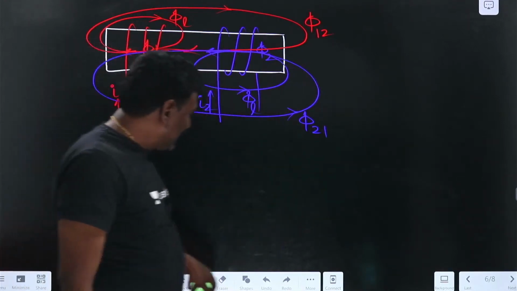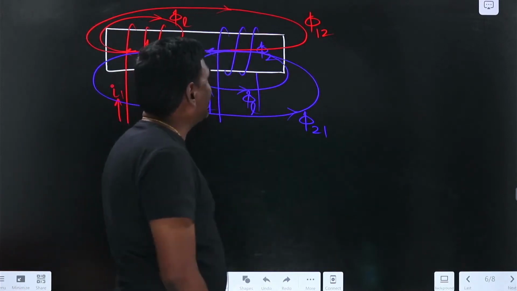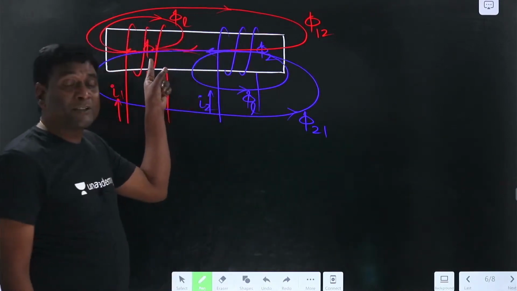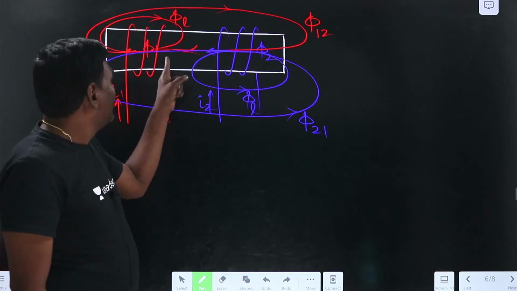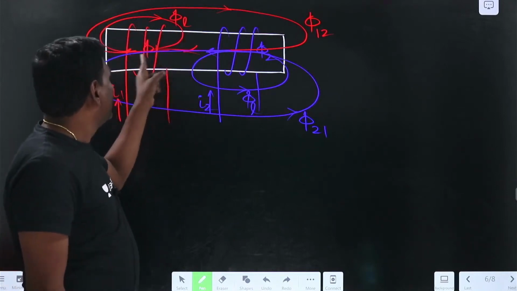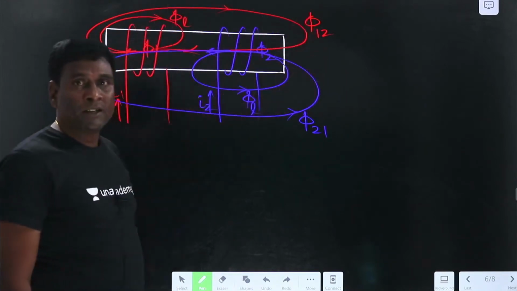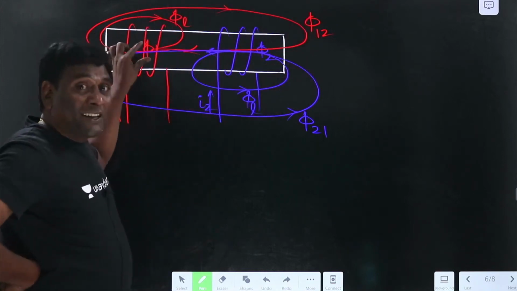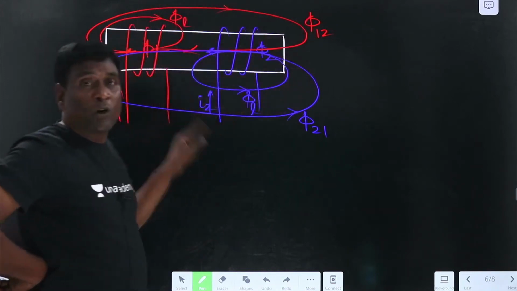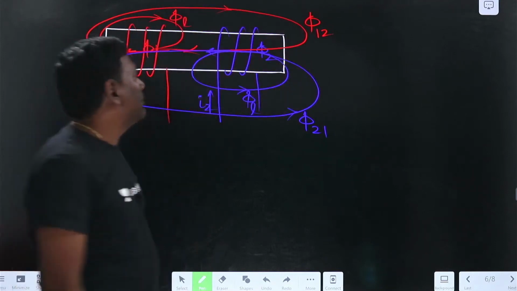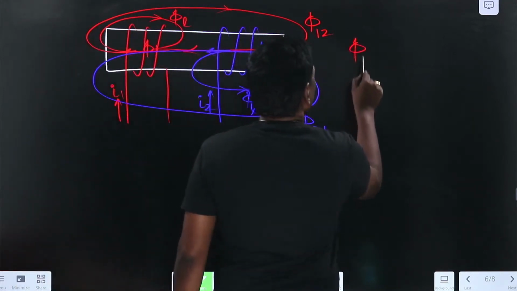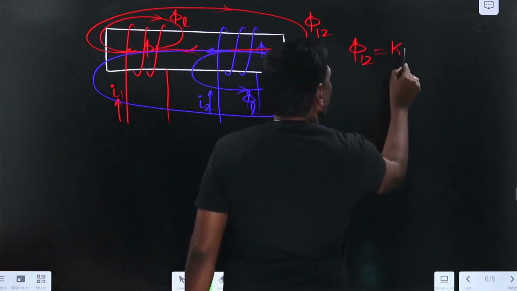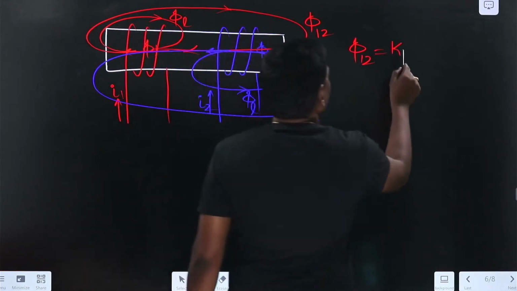Now let me write one equation here. In the red case, the total flux produced is phi 1. In that, some portion is going like this only, and some portion is coming to here. Now, the percentage of total phi 1 that links the second coil is nothing but the coefficient of coupling. So I can write phi 12 equal to k, the coefficient of coupling, times phi 1.